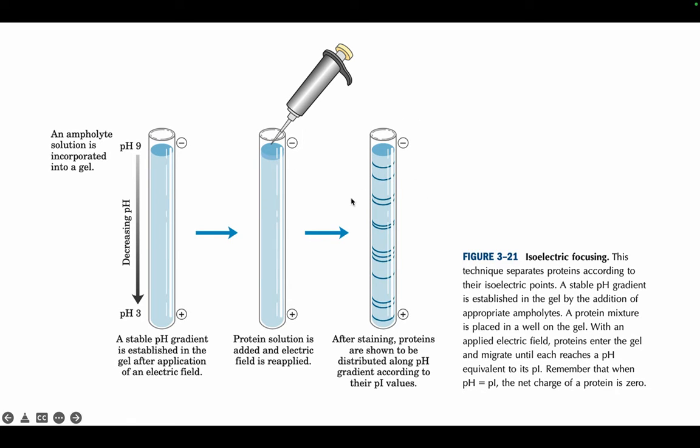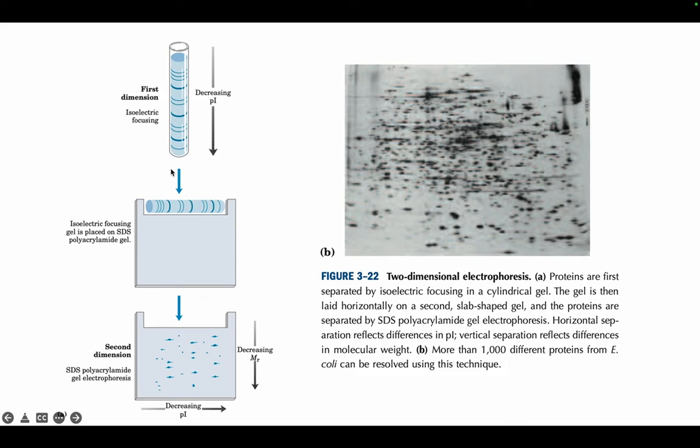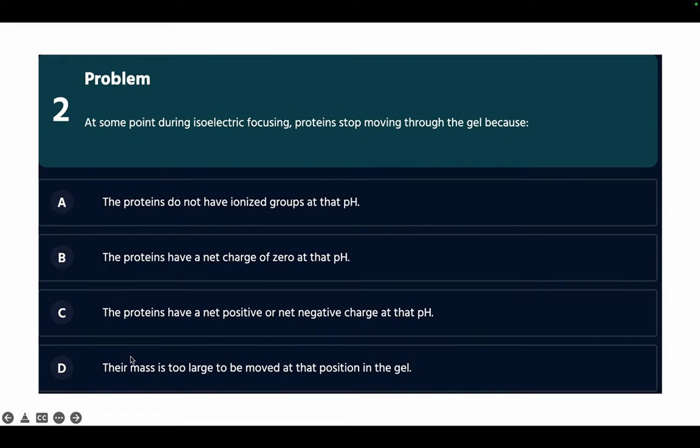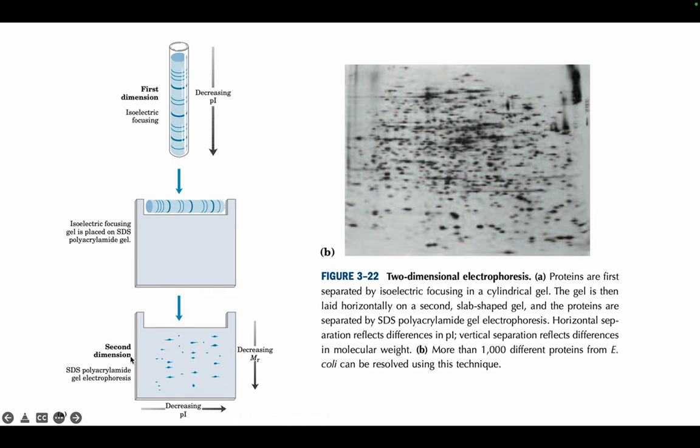What we can do is then take this isoelectric focused gel, okay, and just add it to a normal SDS gel, right? So now we already have all these separated proteins. What we can then do is run it in a normal SDS gel and separate it based on their molecular size, right? So in this way, the first dimension is separating based on pI, second dimension is separating based on size.